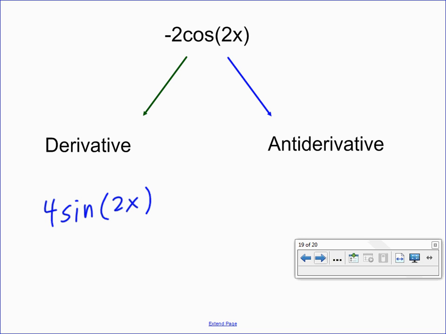Let's check. Negative 2 times cosine differentiates to the opposite of sine. So the opposite of negative 4 gets to the positive. It goes to sine and then times the derivative of the angle. 2 goes to 4 then. Absolutely. Nice job. Antiderivative. Final question.